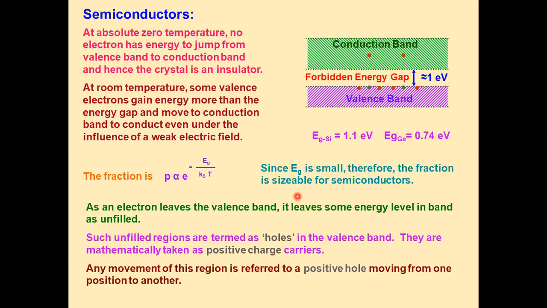So the conductivity of this semiconductor is between 10 raised to the power 4 and 10 raised to the power minus 6 Siemens per meter. The conductivity of the semiconductor is in between metal and insulator.